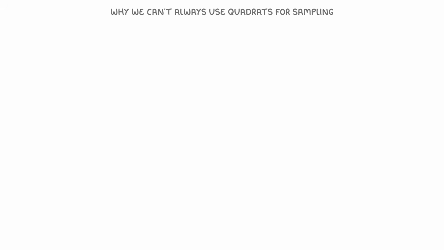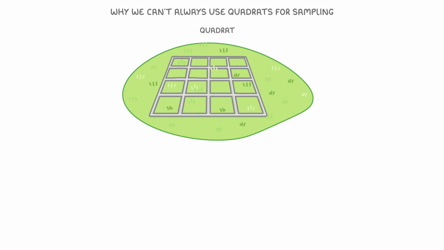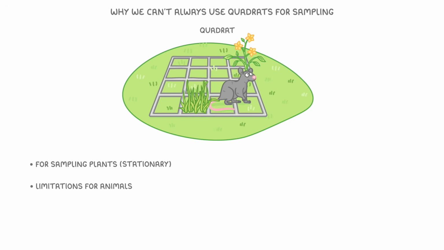Let's start by discussing why we can't always use quadrats for sampling. Quadrats are great for sampling plants because they're stationary, but they have limitations when it comes to animals. The main issue is that most animals are mobile, which can make it tricky to get accurate samples.